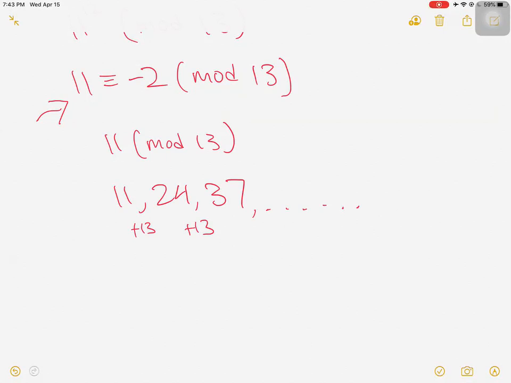But instead, we can go backwards as well. Instead of going in the positive direction, we can also go this way from 11. So we can subtract 13, right? And we'll get to negative 2. And then we can subtract 13 again, and we can get to negative 15. See, all of these numbers are congruent to 11, mod 13. Okay, are there any questions about this?